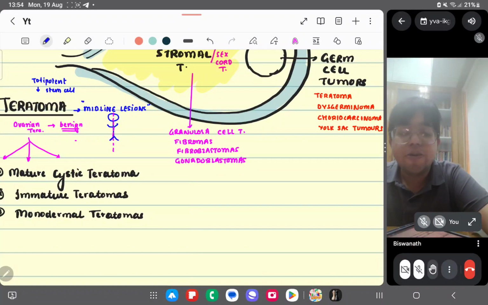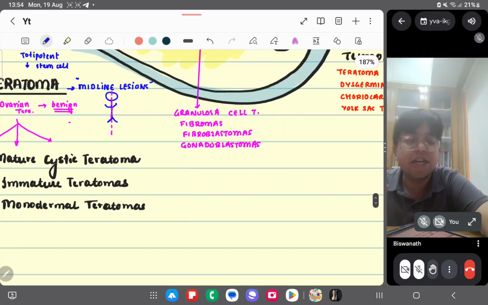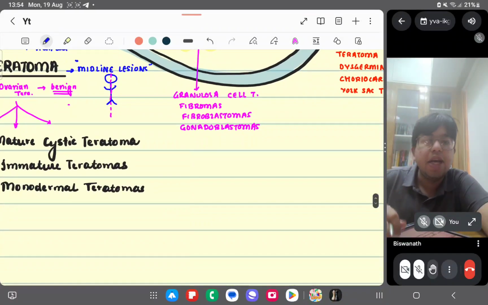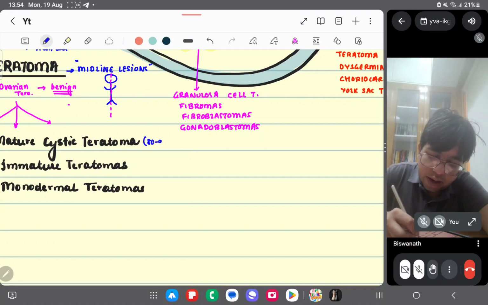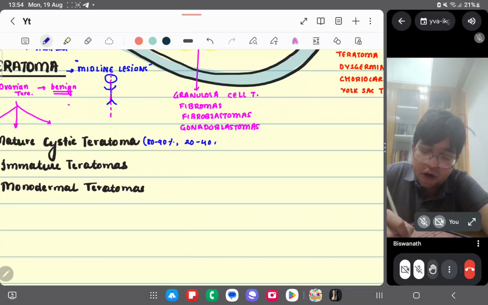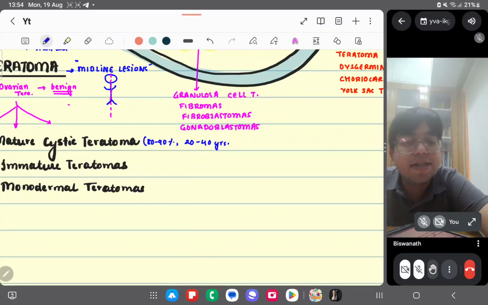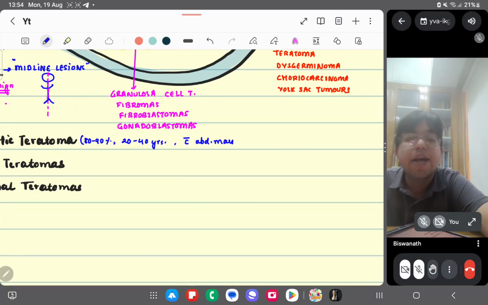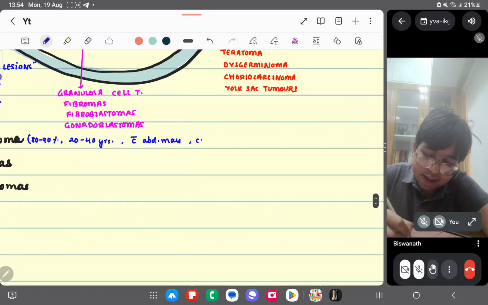Okay. So mature cystic teratomas are the majority of tumors. The majority of teratomas are mature cystic teratoma only, 80 to 90% you can consider. The age group commonly affected is 20 to 40 years. The patient will present with an abdominal mass, and these are cystic lesions.